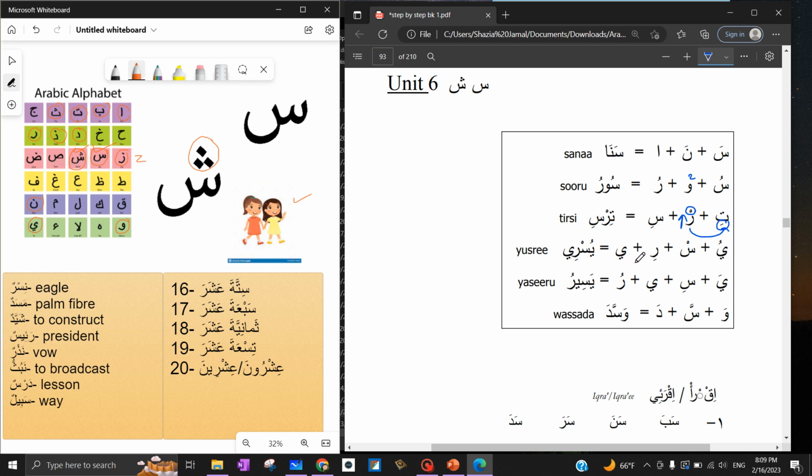This ra becomes light because of the previous kasra. Yusri, Yusri. Since seen has a sukoon, you need to pause on this letter. Yusri. Keep your tongue behind your lower incisors and you pronounce yus. And don't move your tongue when you pause. Yusri. Now this ra is also light. Why? Because it is coming with a kasra and a ya.